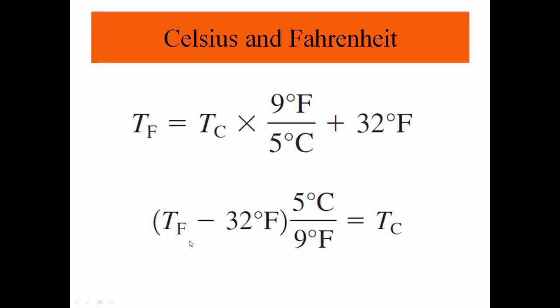Now if you have a temperature in Fahrenheit and want to find the temperature in Celsius, we need to subtract 32 from it, and then multiply it by the ratio 5 over 9. Because this part is the temperature in terms of Fahrenheit, we write Fahrenheit here so they cancel each other, and the remaining temperature will be in terms of degrees Celsius. That's how we convert Celsius to Fahrenheit and Fahrenheit to Celsius.